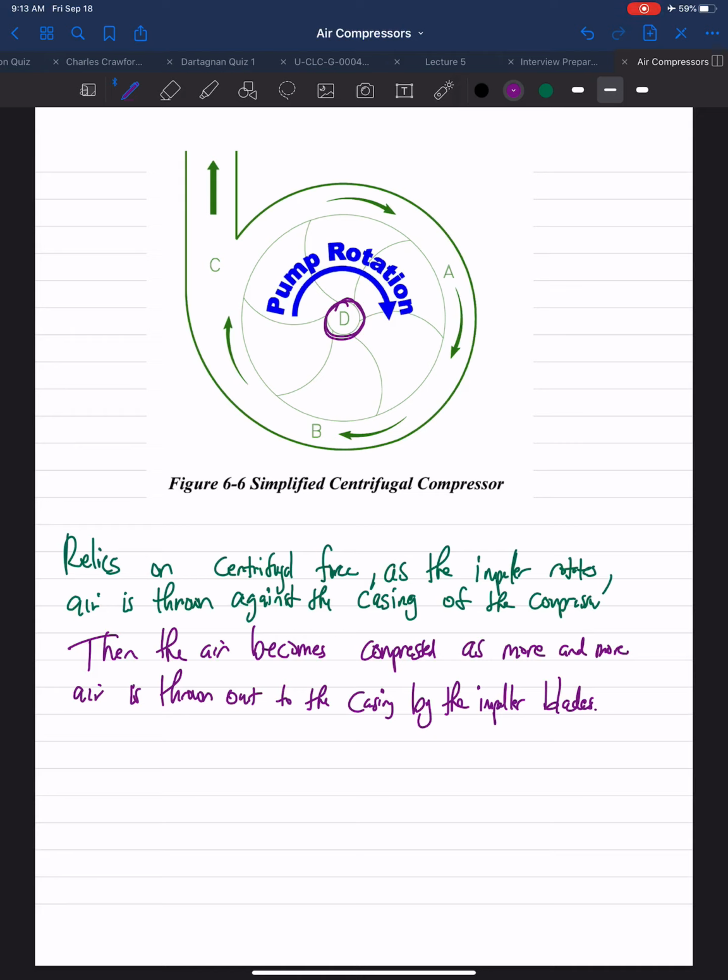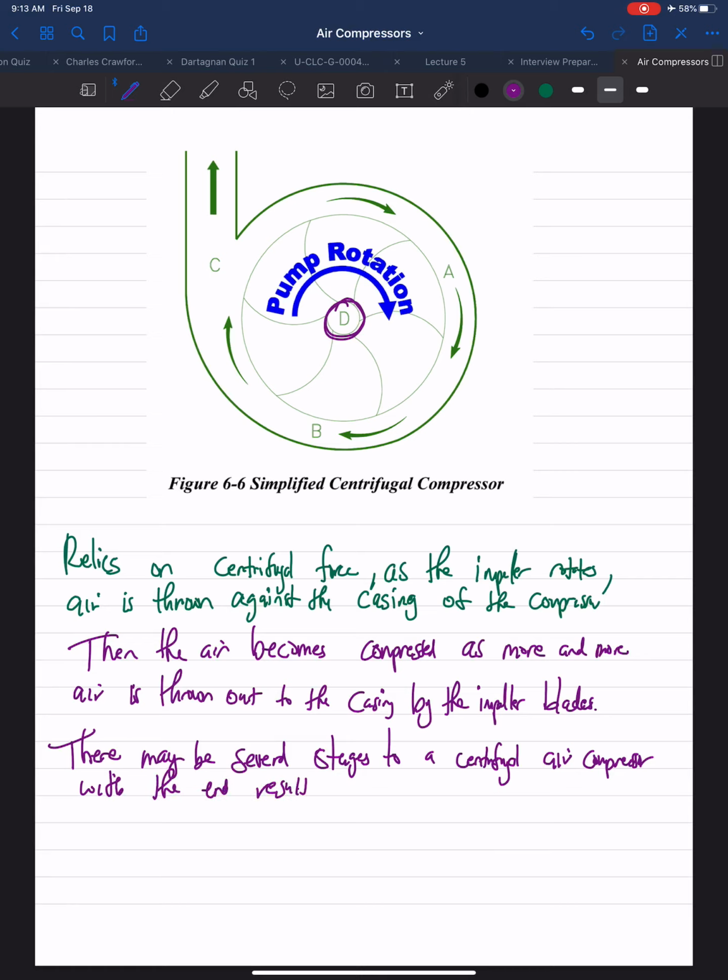There can be several stages similar to centrifugal pumps, with the end result being a higher discharge pressure.